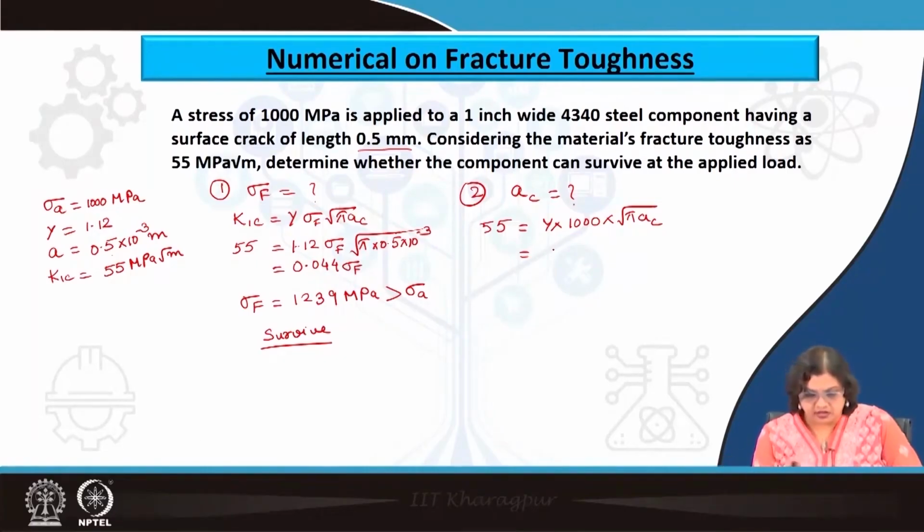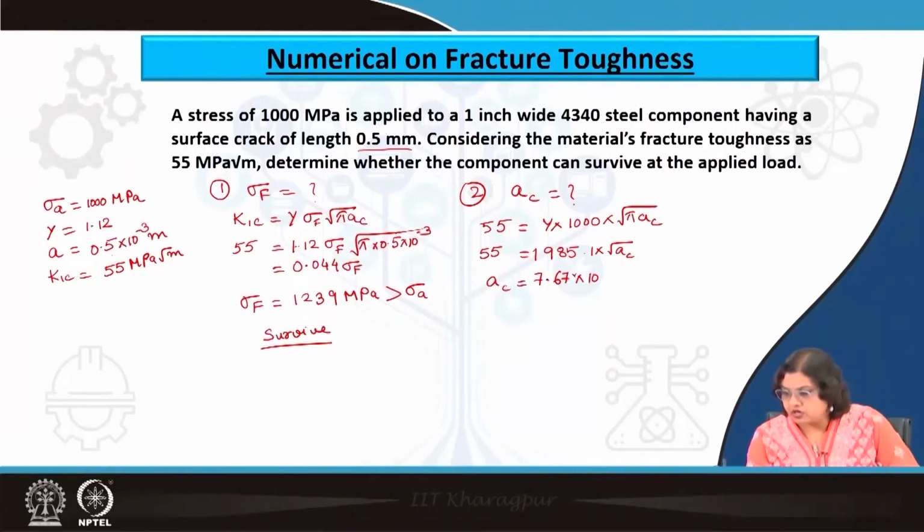So, that makes it 1985 into 0.1 into root over AC, that is equivalent to 55. So, that makes root AC as 0.02 and AC will be something like 7.67 into 10 to the power of minus 4, or we can say that this is 0.77 millimeter.